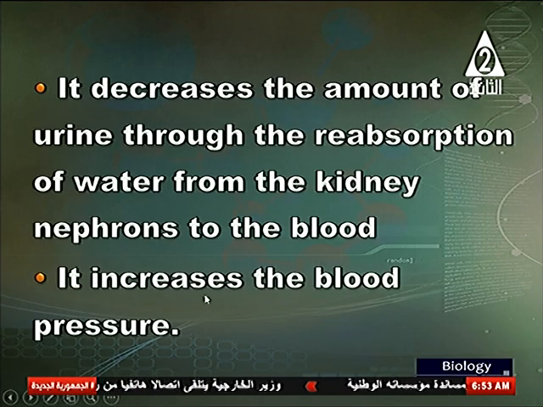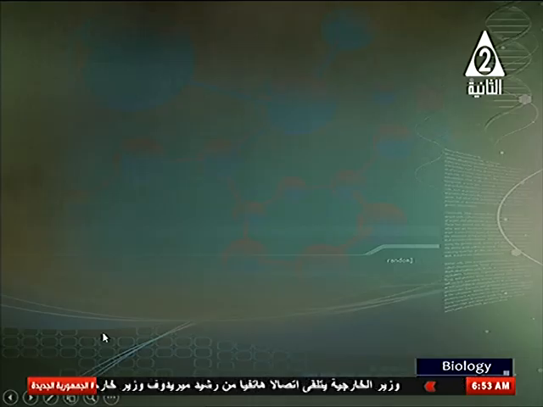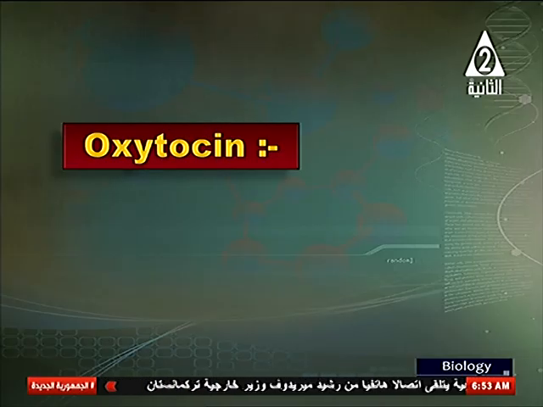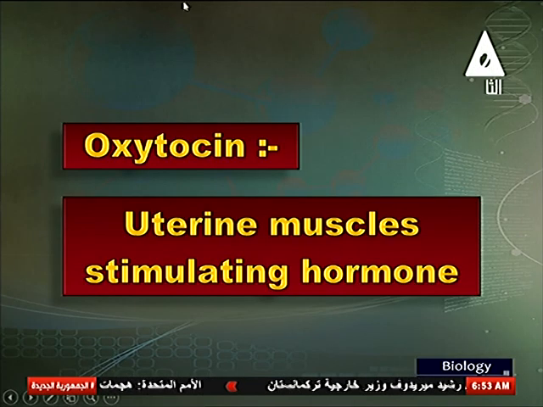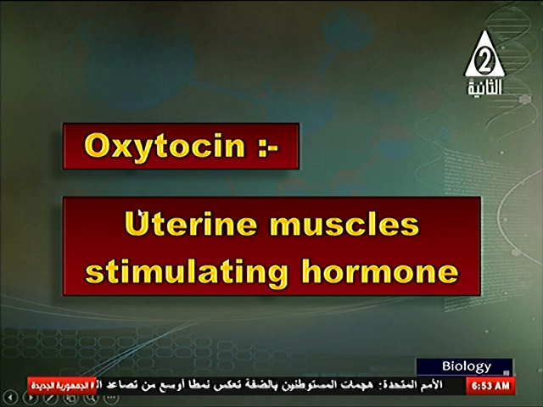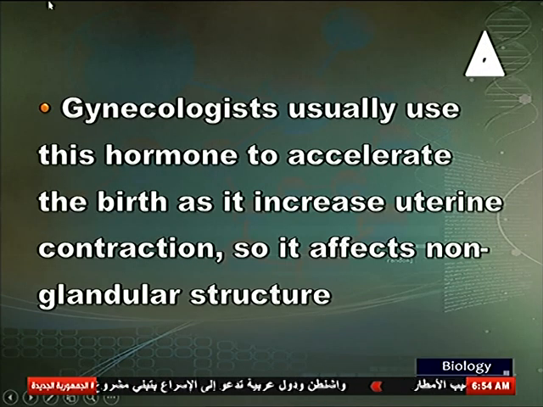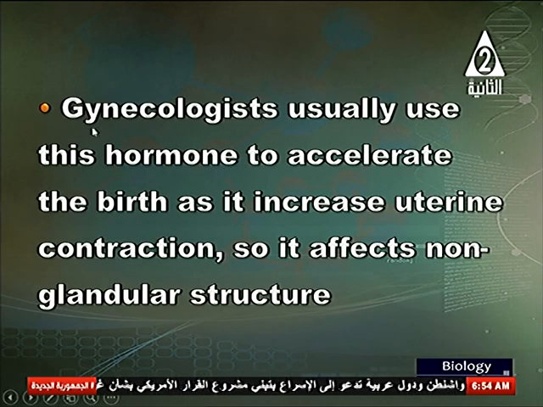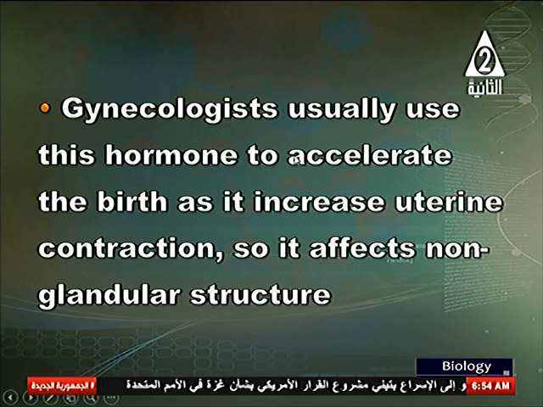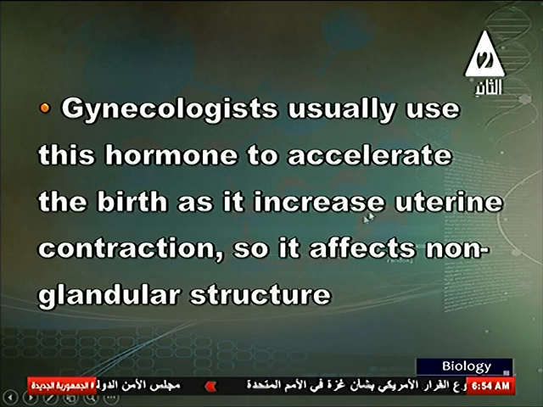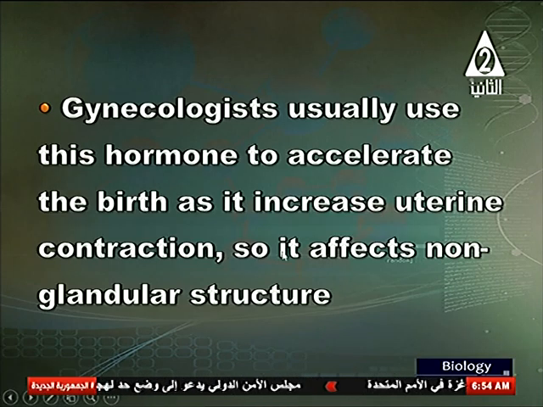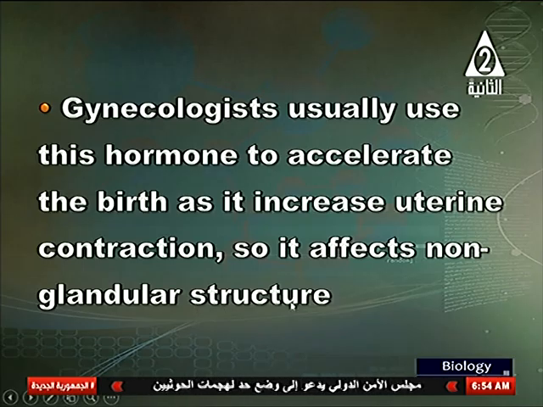Also, it has a role in increasing blood pressure. The second hormone is oxytocin hormone. What is the meaning of oxytocin hormone? It is a uterine muscle stimulating hormone. As you see from the name, it is secreted during delivery when the baby comes to life. Gynecologists usually use this hormone to accelerate the birth, as it increases uterine contraction, so it affects the non-glandular structure.